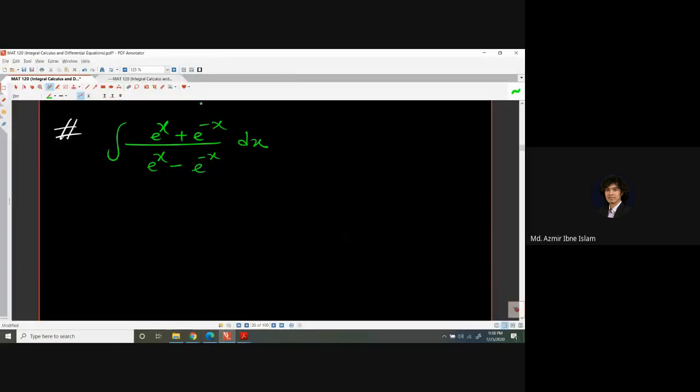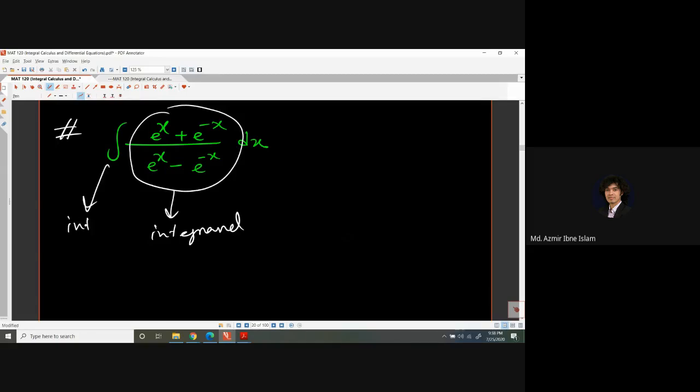So you can see that whatever function we have now is called the integrand. This is the integral sign. We are integrating with respect to x. Whatever function we have here is a complicated function. There is no direct formula for this one. You can see we have e to the power x, e to the power negative x.